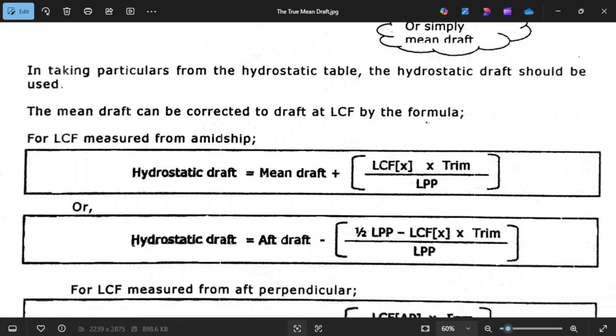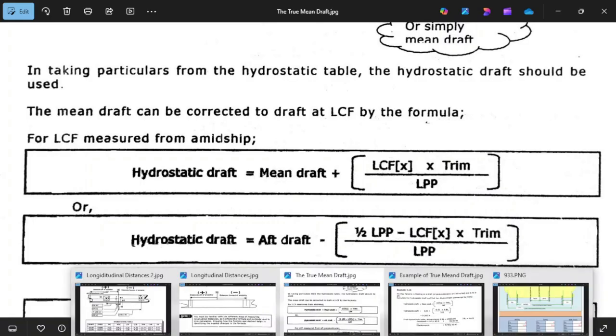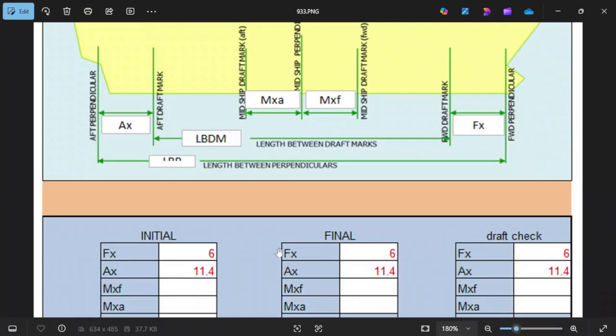And 1/2 of LPP, meaning 1/2 of LPP, occurs from the midship. From here, going forward, that is 1/2 of LPP, and from the middle, going backward, that will be another 1/2. So 1/2 plus 1/2, that's the total distance of LPP. Okay? And let's go back again.